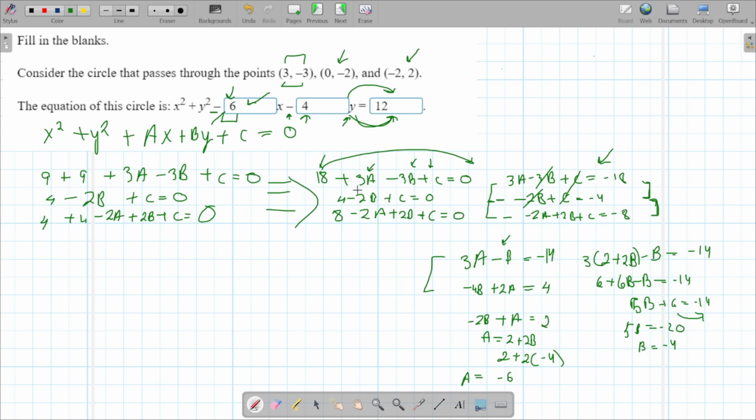Then for c, you can just go back to this equation here and substitute minus 2b, so minus 2 times minus 4 plus c, and you have this 4 equals 0. You're going to get 4 plus 8 plus c equals 0. You're going to get c equals minus 12. Then they took it to the other side, became positive, so it becomes positive 12. And then you just substitute these in.